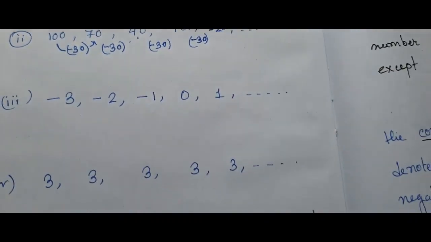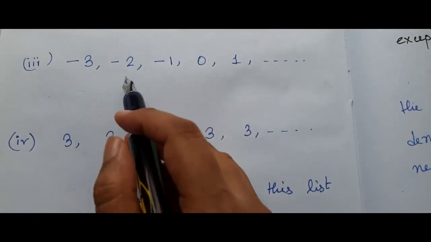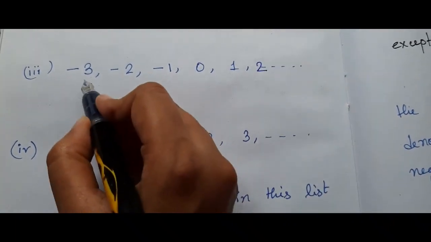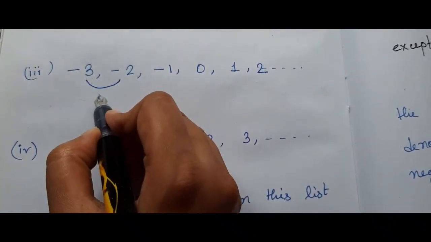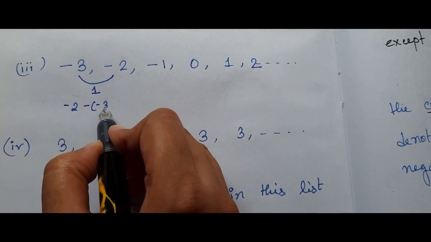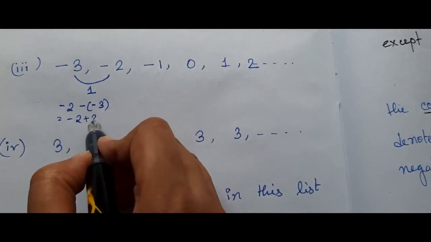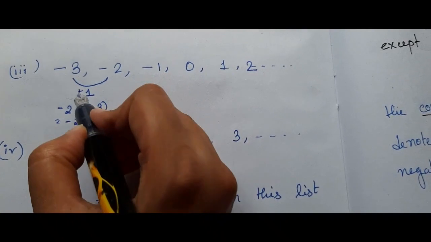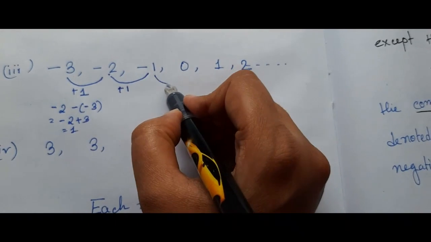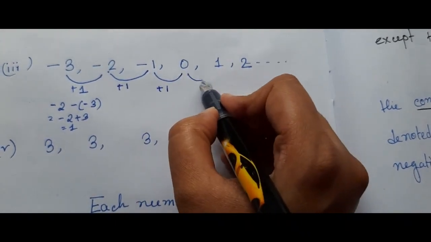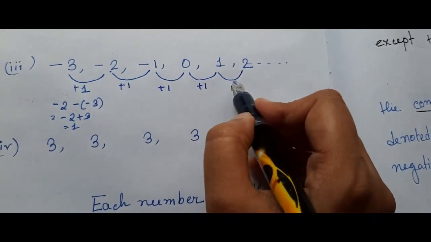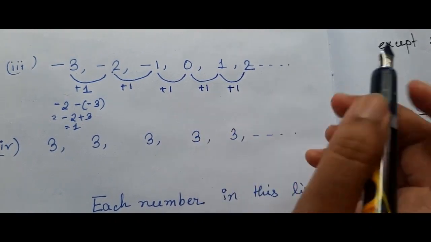Next one is minus 3, minus 2, minus 1, 0, 1. Obviously, the next one will be 2. Why? Because the difference between these two is 1. How do you find minus 2 minus of minus 3? That is minus 2 plus 3, that is 1. So if you add plus 1 here, you will get this one. Similarly, if you add plus 1 here, you will get this one. If you add plus 1 here, you will get 0. If you add plus 1 here, you will get 1. And in this way, the sixth term will be 2.